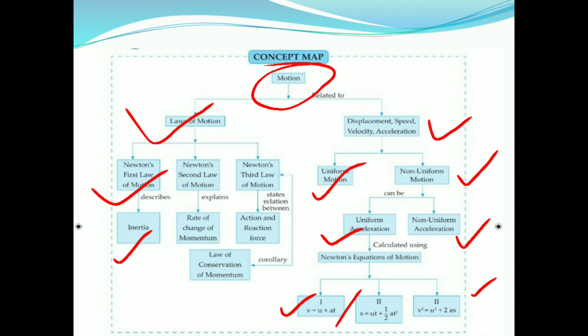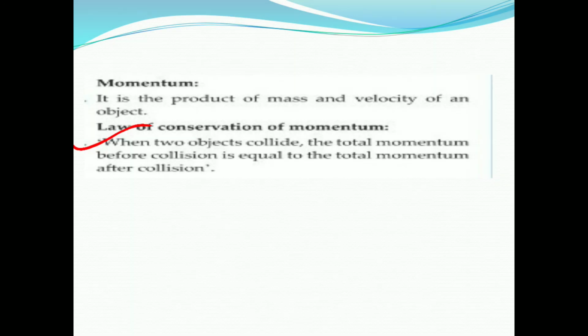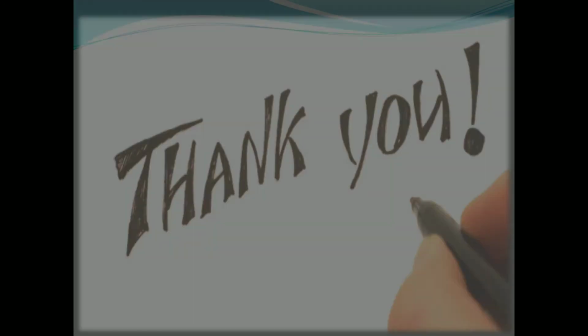So the first law of motion describes inertia, the second law of motion explains the rate of change of momentum, and the third law of motion states the relation between action and reaction force. And one more term we have seen is the law of conservation of momentum. When two objects collide, the total momentum before collision is equal to the total momentum after collision. Thank you.